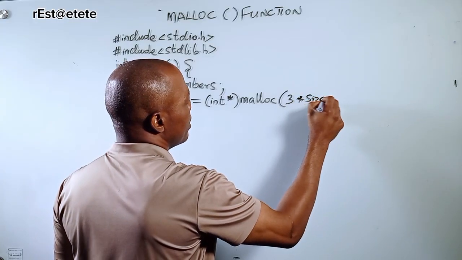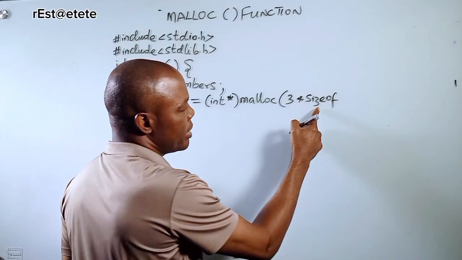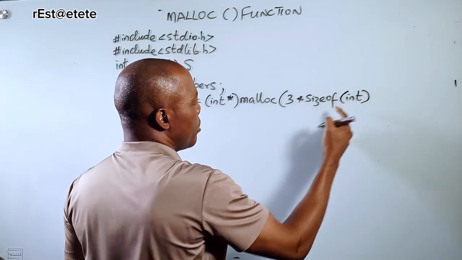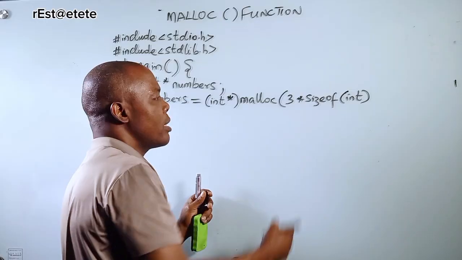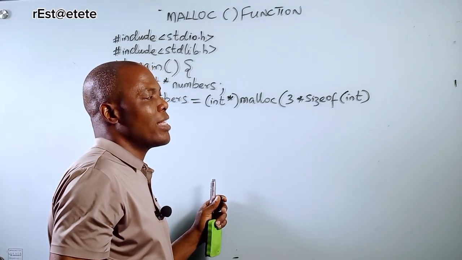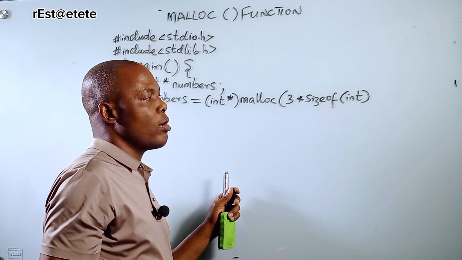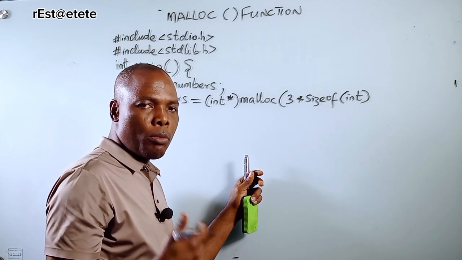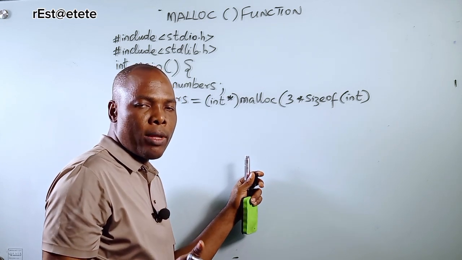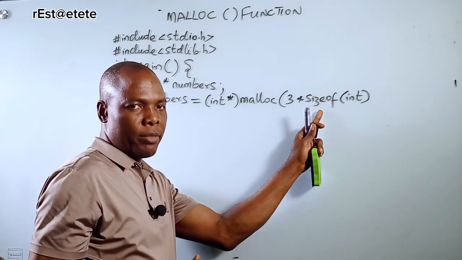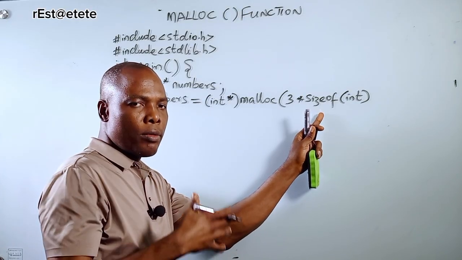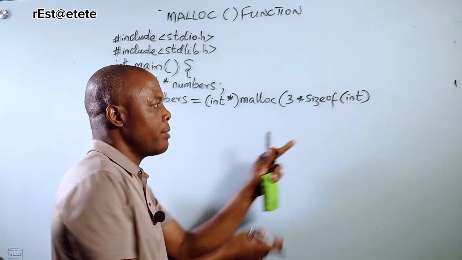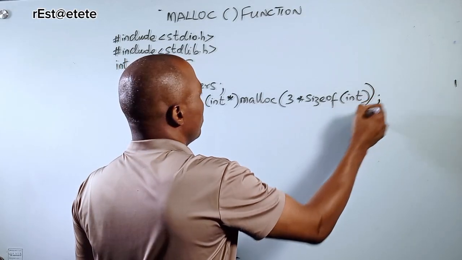sizeof, so I'm calling the sizeof operator on int, because this will allow me to get the size of an integer on any computer system. Some computer systems will allocate 2 bytes, while some will allocate 4 bytes. So with this, I'm safe. It allows the program to move from one system to another. So I'm going to close this.